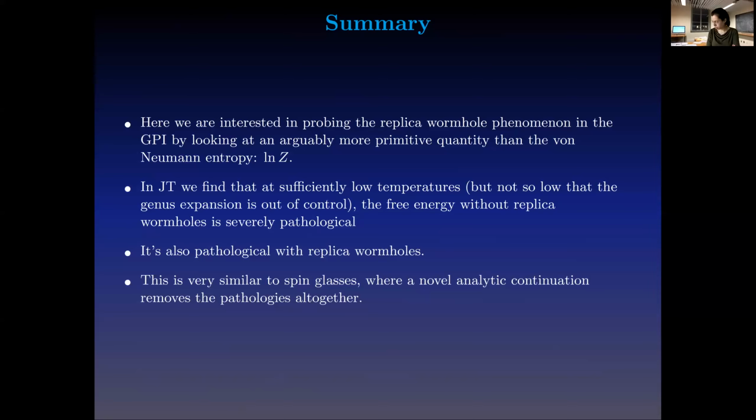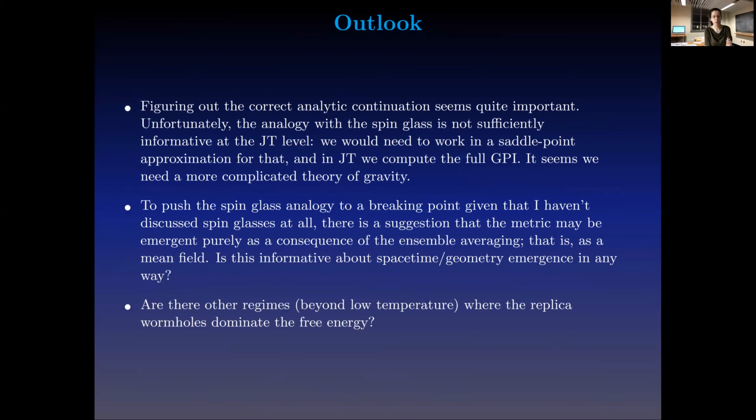One potential possibility is that we have to just take the m goes to infinity limit. But even in that case, because the analytic continuation is so non-unique, it's not clear what the correct or even intuitive one is. This has a lot of similarity to spin glasses, where a novel analytic continuation removes the pathologies altogether. So a few comments on outlook. I think figuring out the correct analytic continuation seems extremely important and probably telling us something very interesting about the gravitational path integral.